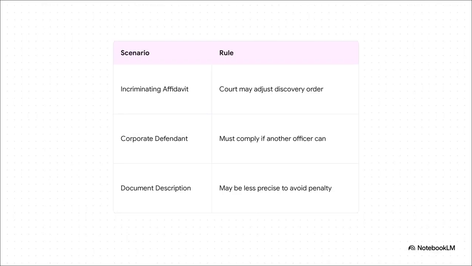The case of Connolly and Harris v. McGrath gives us some really useful answers. For instance, a court can actually change a discovery order if the affidavit of documents would itself be incriminating. And remember that massive exception for corporations? Well, a company still has to disclose if there's an officer available who isn't personally at risk of incrimination and who can prepare the documents.